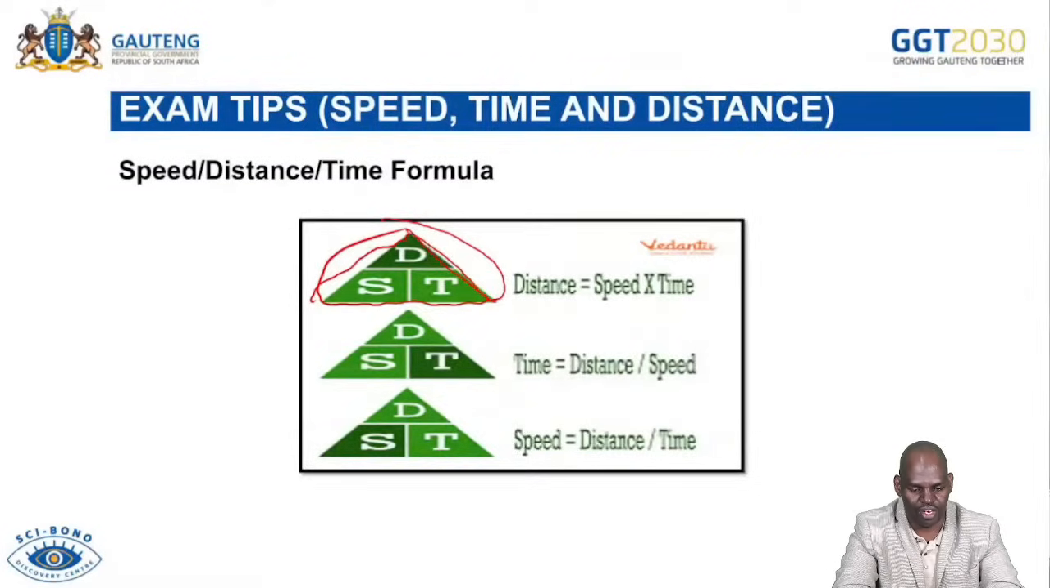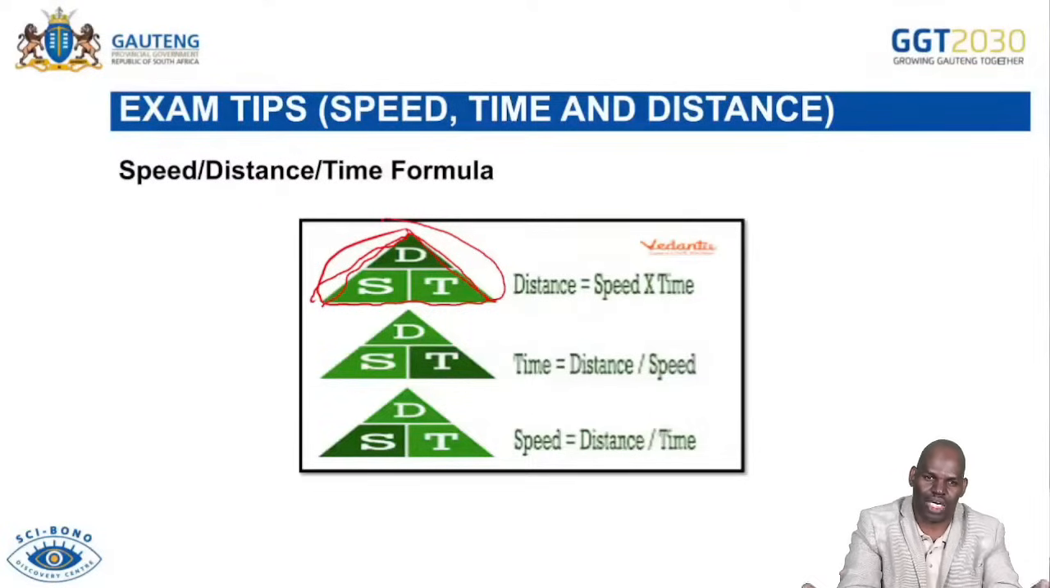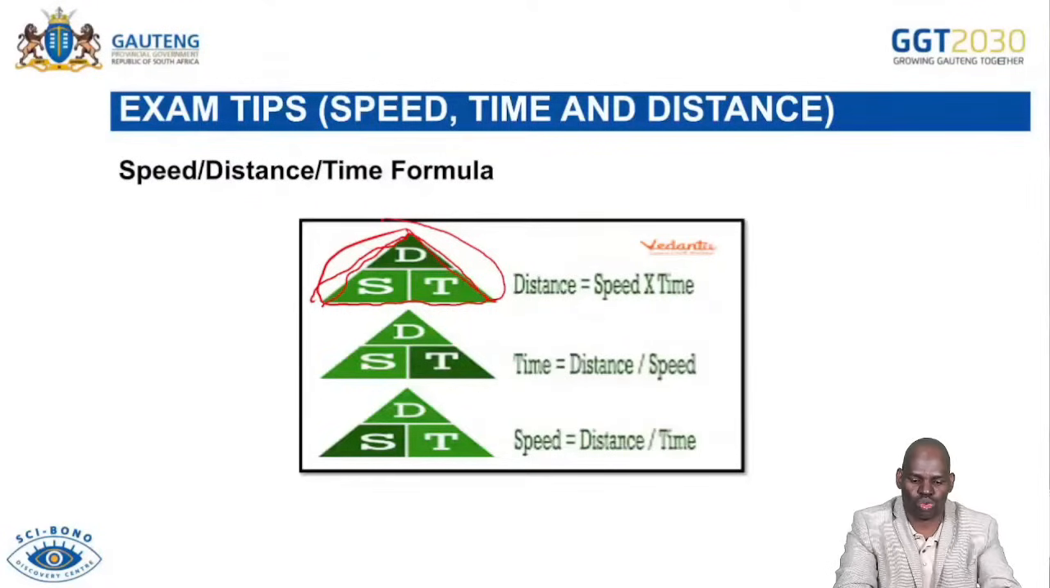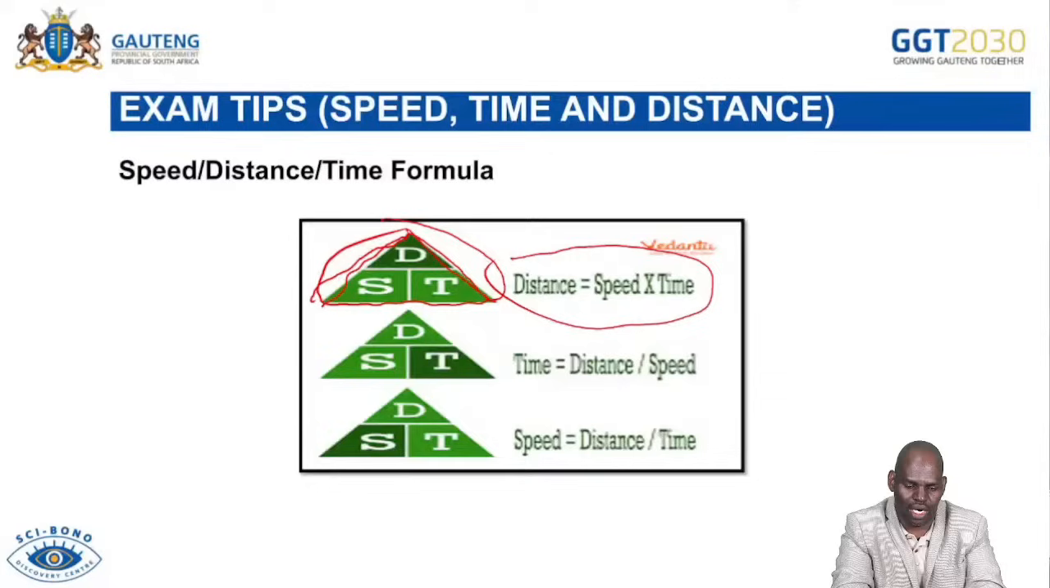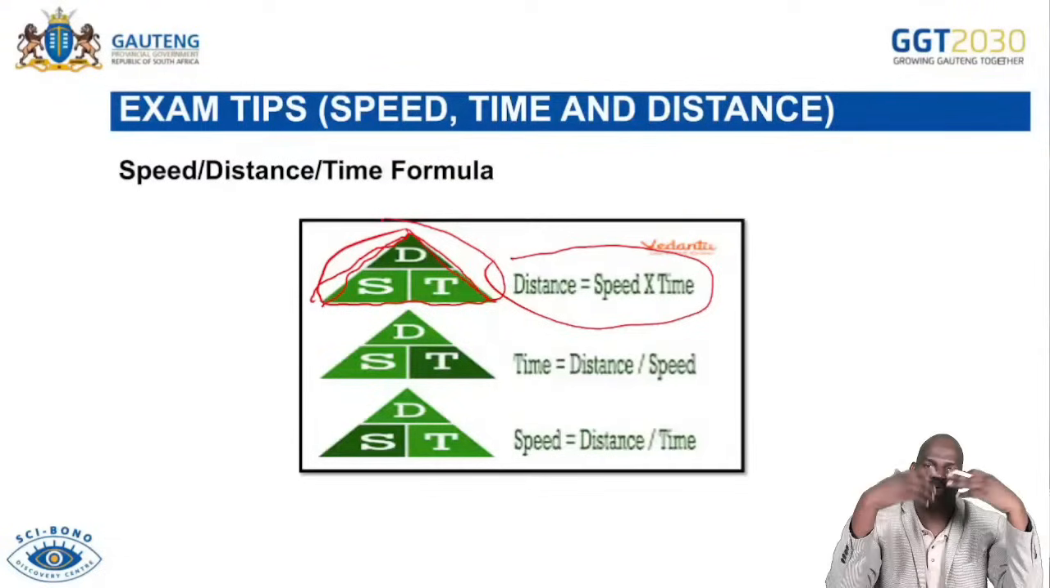D, S, T with the V facing down. Just using V to complete the triangle. Sometimes the examiner might try to play you. They will ask you to calculate a speed, but they give you a distance, the formula in this form. But when you look at the formula, it is actually not for calculating a speed. The formula is for calculating distance. So it means you need to change it.